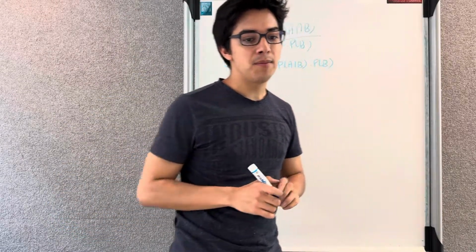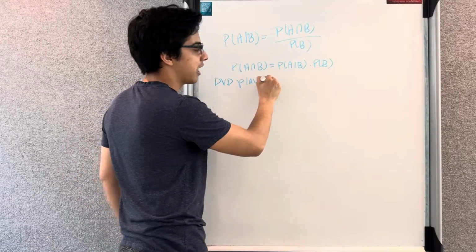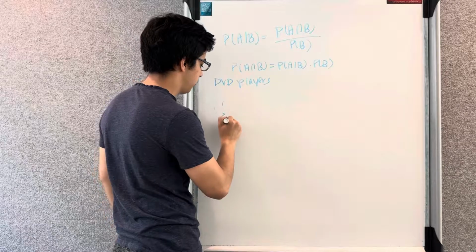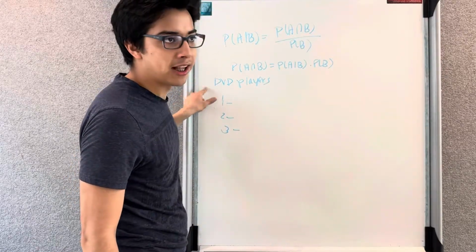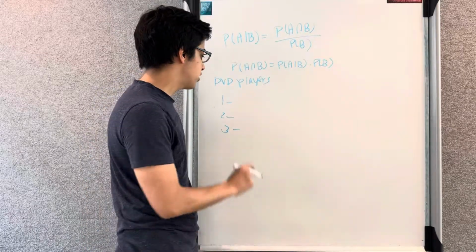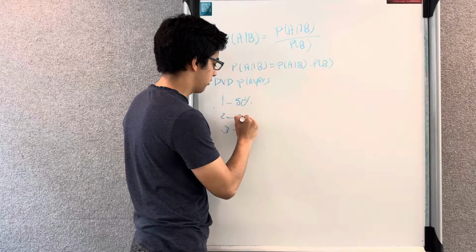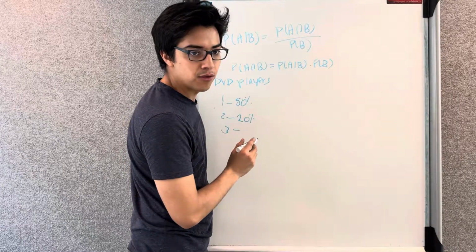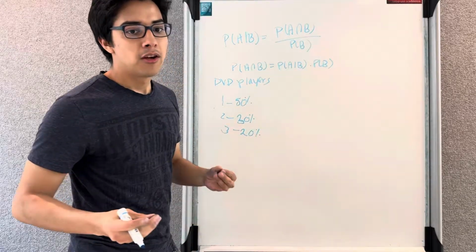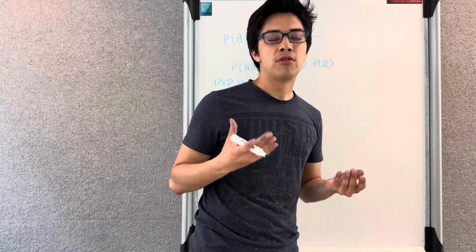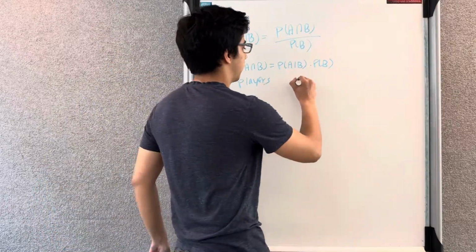So imagine you have DVD players. And we have three manufacturing companies, 1, 2, and 3. The probability of going to a DVD store and choosing one from company 1 is 50%, from company 2 is 20%, and from company 3 is 30%. And also, what is the probability that a DVD is not working because it has some malfunction, something like that?